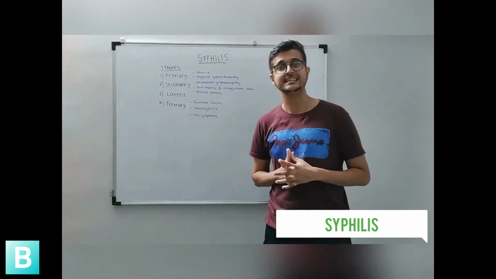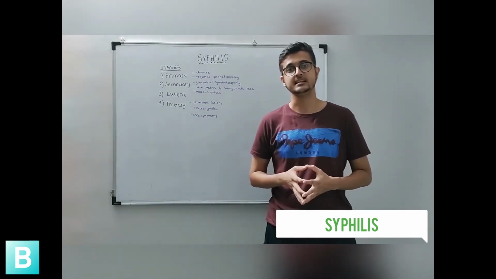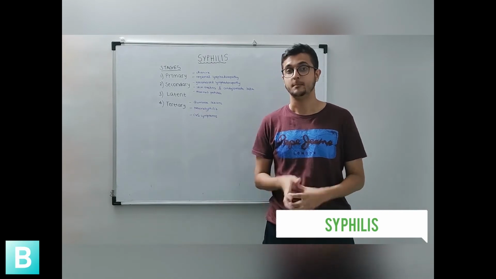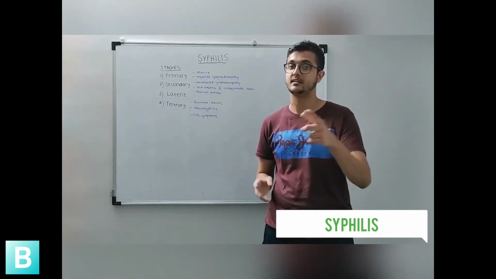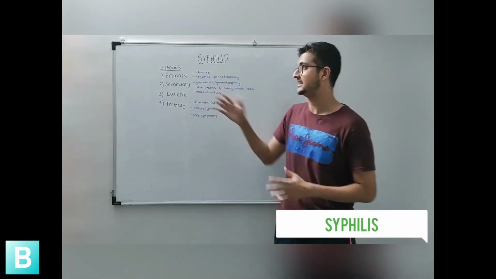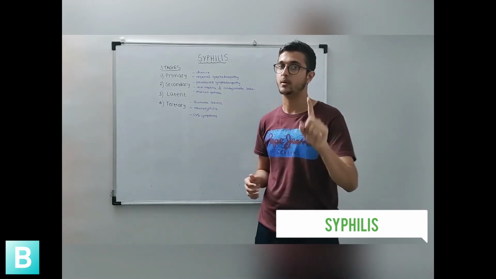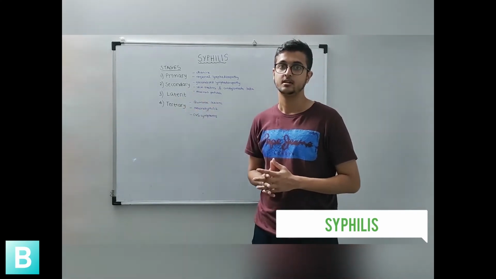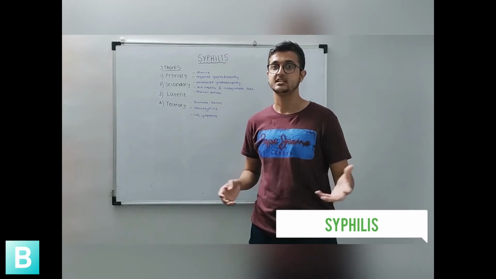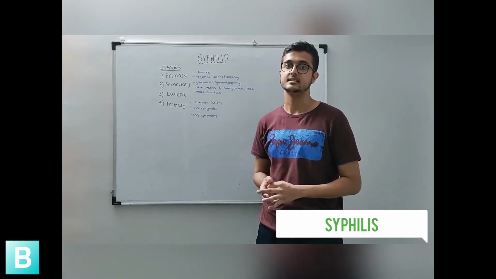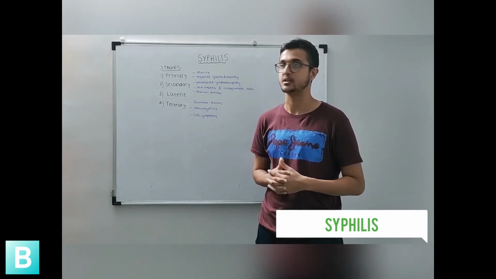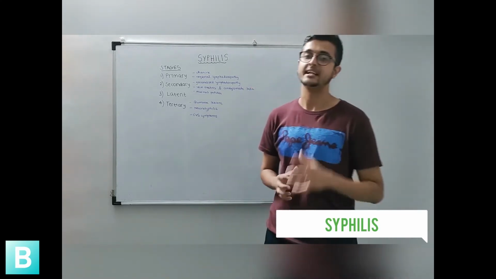Let's move on to the next stage. The next stage is the latent stage. The latent stage is basically characterized by no presence of symptoms, but the bacteria are still present, so they're transmissible. From the latent stage, it can go one of 3 ways. Number 1 is it can go to the tertiary stage. Number 2 is that there can be spontaneous cure. And number 3 is that you can have a lifelong infection.